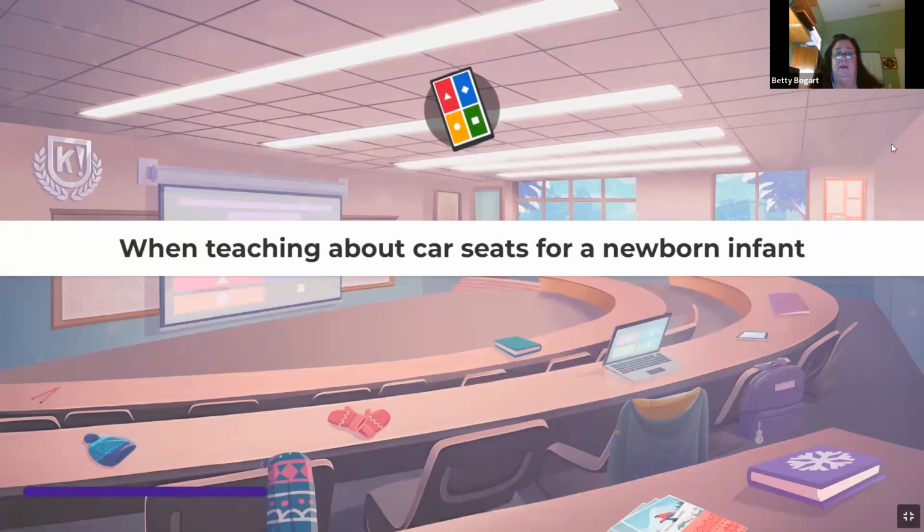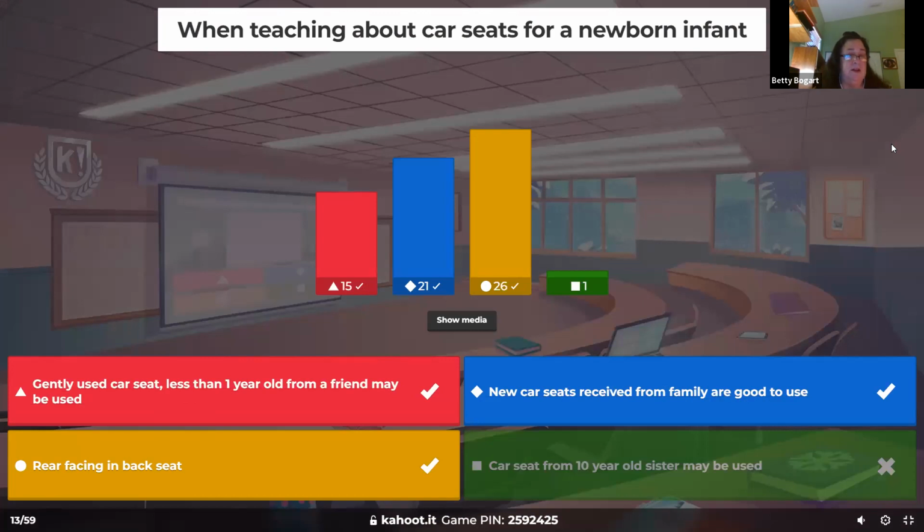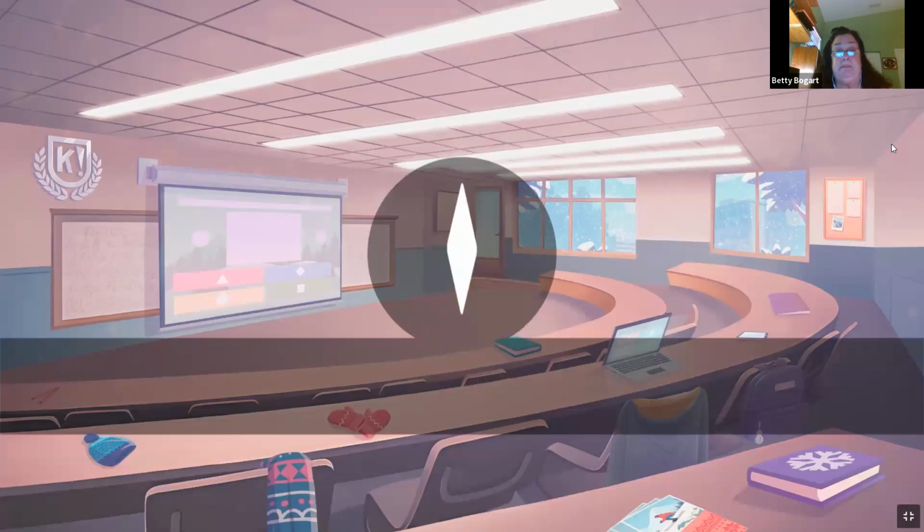Another multi-select. When teaching about car seats for a newborn infant, so gently used car seat from a friend. It's going to be rear facing in the back seat, or a new car seat, but you don't want anything that's older because the safety features have been made better in the newer ones.